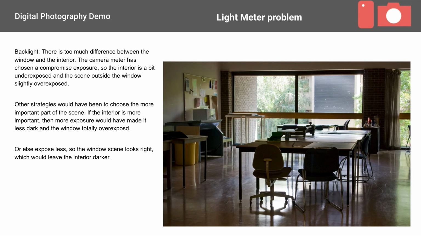This is another scene. Now, what's actually happening here is the backlight. There's so much difference between the background and the foreground that the meter can't get that whole range of tones in there. Now, the meter doesn't know that you really wanted the interior to be correctly exposed. So it's averaging everything out, and while the window doesn't look too bad, the foreground is underexposed. So this is one of those where you would also want to give it a bit more light to compensate, especially if you wanted to be able to see detail in the chairs in the foreground.